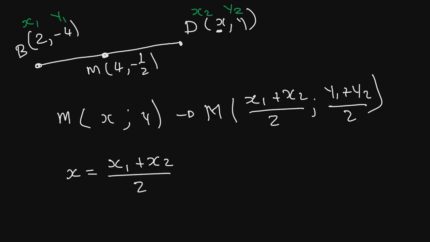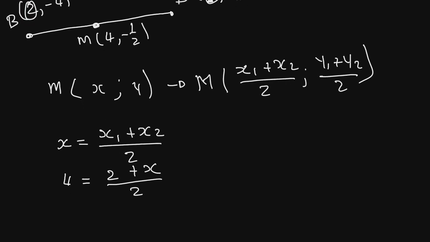So we already have what? The value of the x of the midpoint. The x of the midpoint is 4. So we are going to substitute 4 as our x value of the midpoint. But now the x1 is 2, so we're going to put 2 there. And the x2 is x. So we're just going to put the x, what we are looking for, all divided by 2.